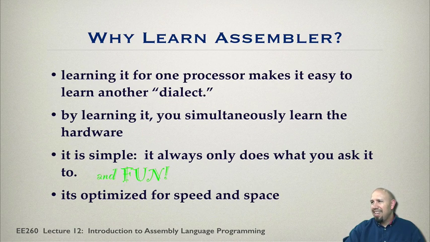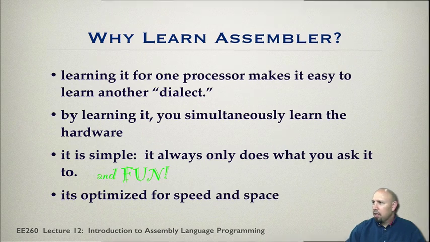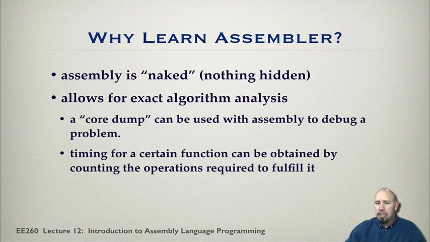The code itself, when you get the code, you can get it optimized for not only speed, but also for space. In general, an assembly language program has as small a footprint as you can get for any kind of code for a particular processor. In that sense, the assembly code is naked. There's nothing hidden. There's no surprises. What you see is what you get. And as a result, it allows for exact algorithm analysis.